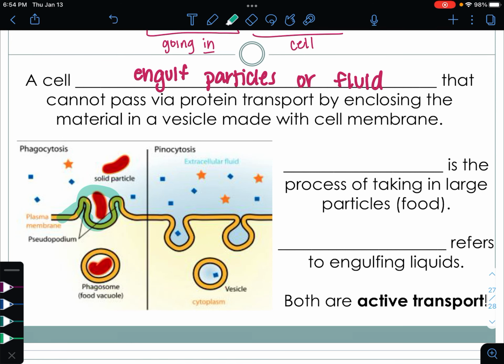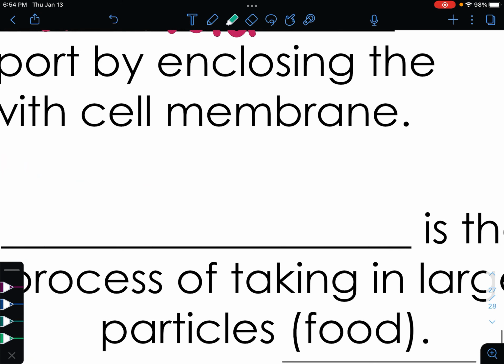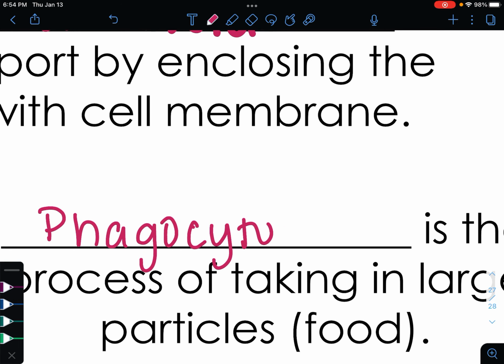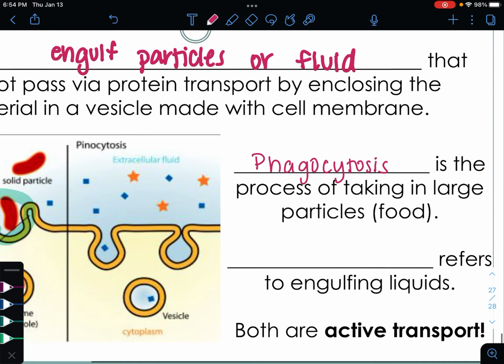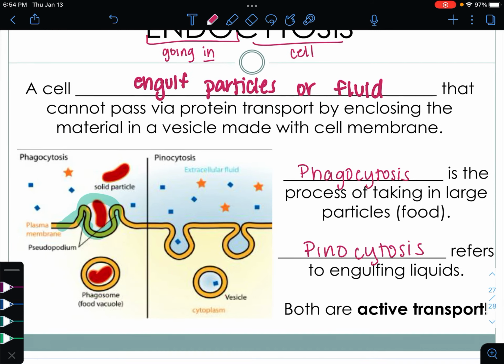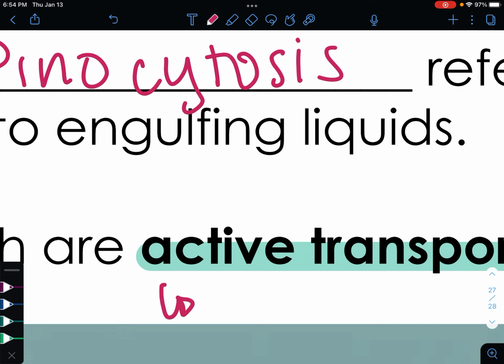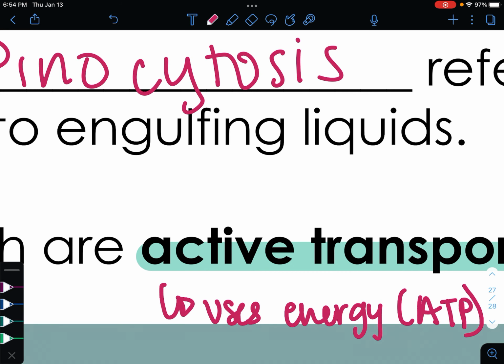Okay, so we're talking about two different types of endocytosis here. We have one where we're taking in particles of food, and the other one would be liquids. Phagocytosis would be the process of taking in large food particles. And then pinocytosis would be engulfing liquids. Both of these are going to be active transport. And remember, active transport means it uses energy in the form of ATP.